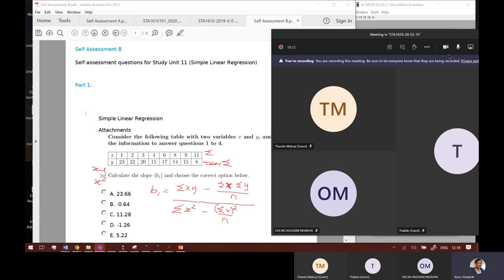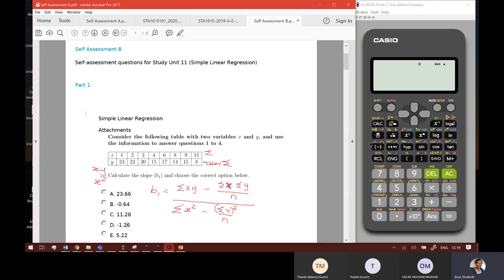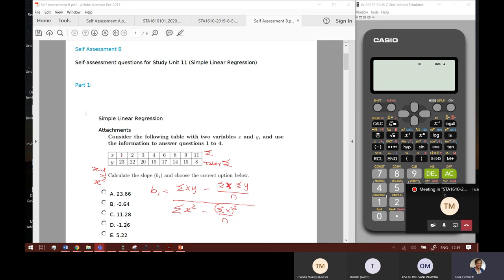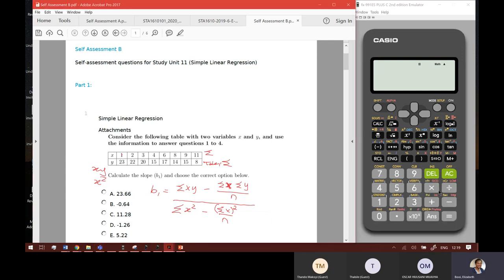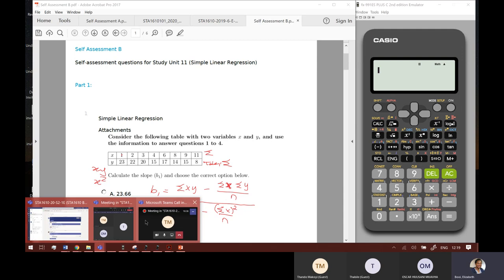Okay, so the others are quiet, so we can work through the one on the Casio calculator. I also want to show you on the calculator how to get to the sum values.